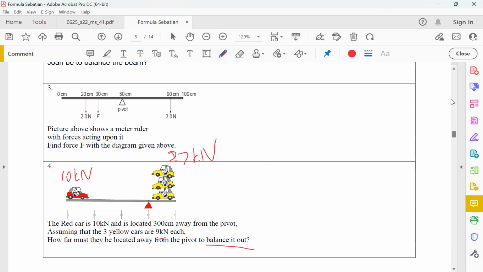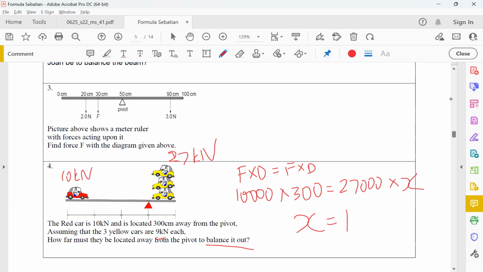So from here, if you want to balance it out, it's yet again moments in equilibrium, which is going to be force times distance is equal to your force times distance, which in this case here will be 100 multiplied by 300 cm is equals to 27. Sorry, not 100. It's 10,000. It's 10,000 multiplied by 300 cm is equals to 27,000 multiplied by your x. And from here, your x should be 111 cm away. Or you could change it into meters and get 1.11 meters away.